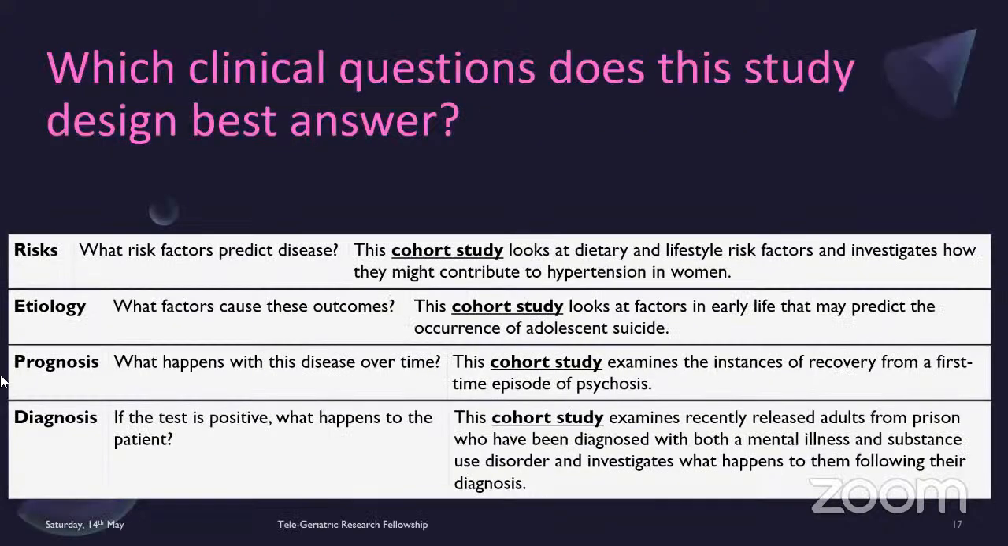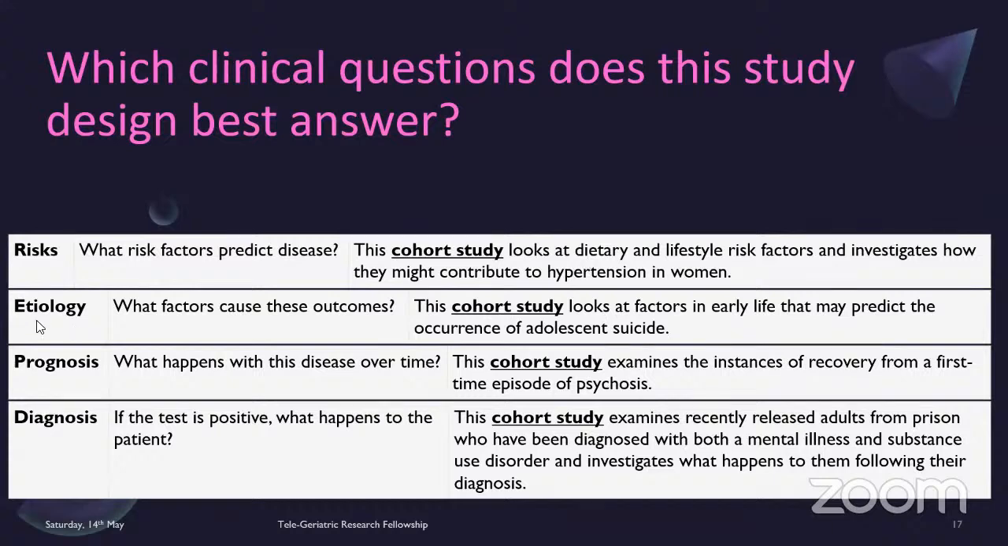But this study design answers some of the best questions. Which clinical questions does this study best answer? It's going to answer about the risk. What risk factors predict the disease? This cohort study looks at dietary and lifestyle risk factors and investigates how they might contribute to hypertension in women. That's one of the examples, telling us that risk factors can be studied using a cohort.